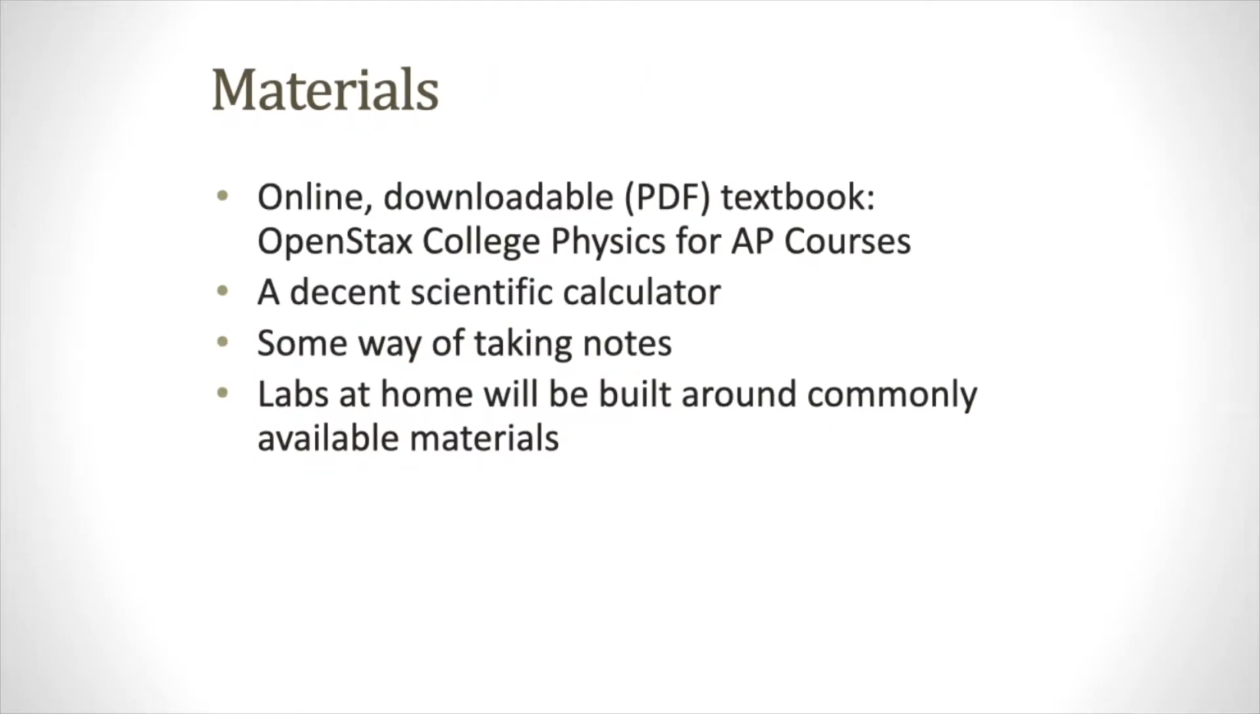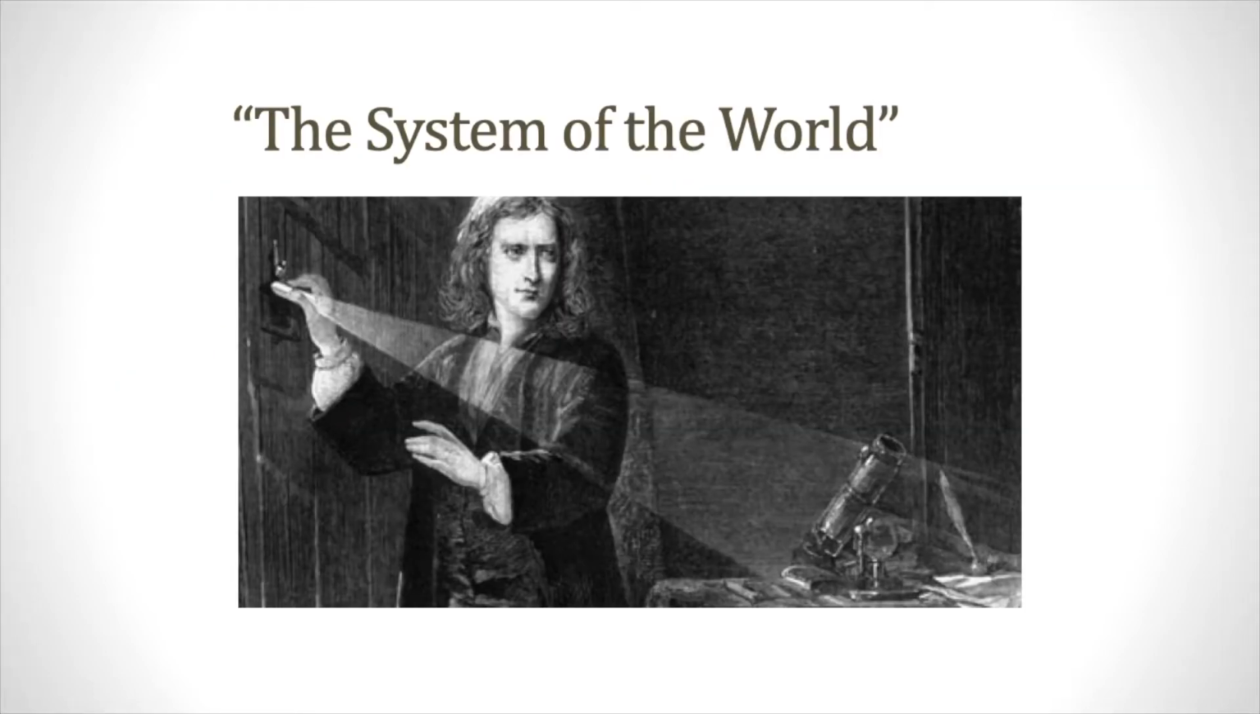So what does your student need? First of all, we use an online downloadable textbook as a PDF, OpenStax College Physics for AP courses. It is a terrific text. It is recognized by the College Board. It's produced by Rice University with various foundation support, including the National Science Foundation and the Bill and Melinda Gates Foundation. They should have a decent scientific calculator. It doesn't have to be one of the really expensive ones. They'll also need some way of taking notes, and we will be doing labs at home, which will be built around commonly available materials.